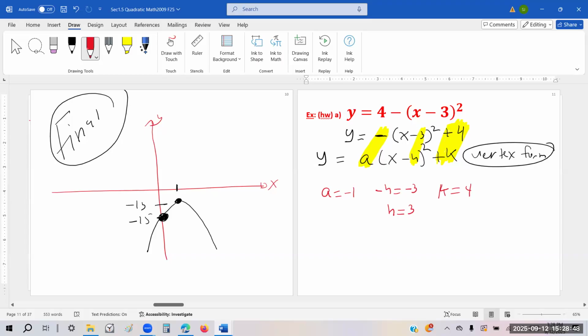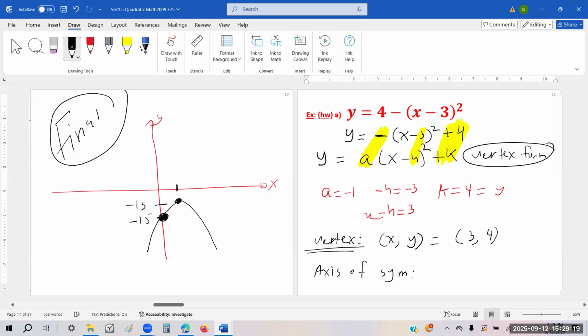Now h is the x value, and k is the y value of the vertex. So what is our vertex? 3, 4. So you don't have to do anything. Just by observing the format, we can already figure out our vertex. That means you also know the axis of symmetry.